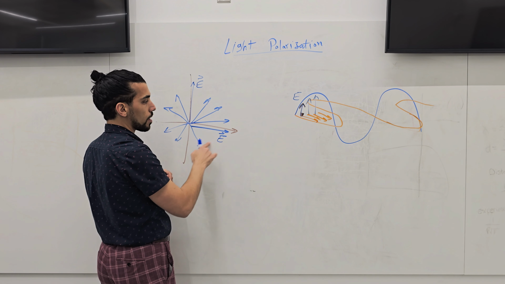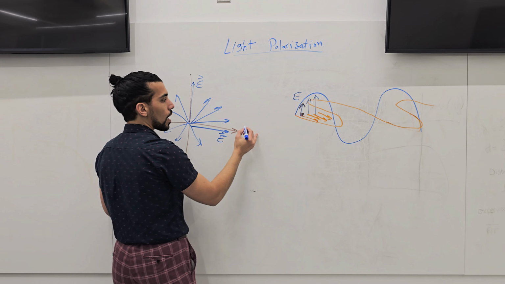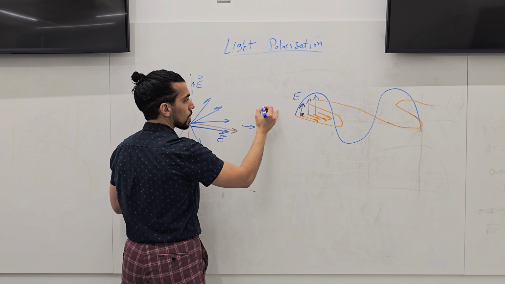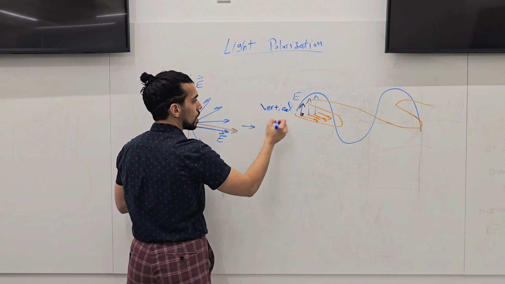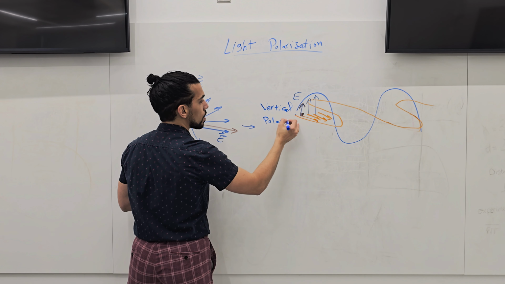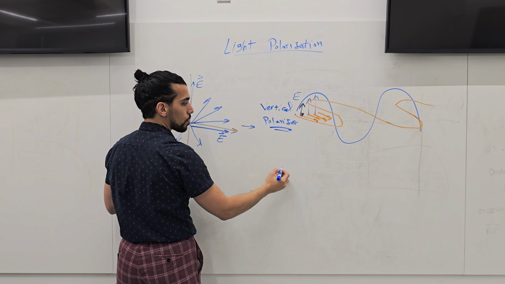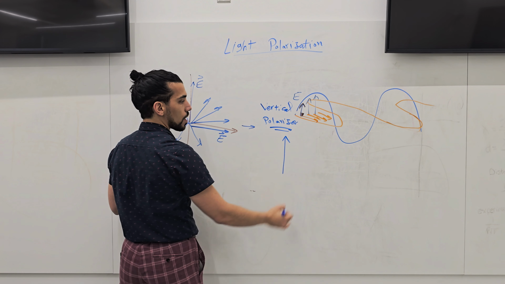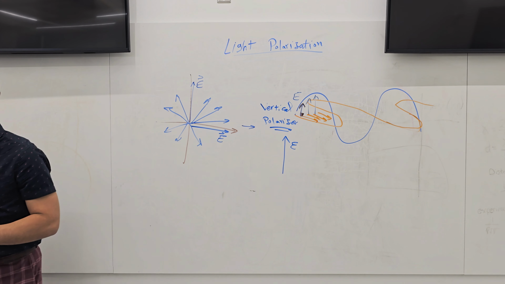So if you have this kind of shape of electric field that's going everywhere, and it goes through a vertical polarizer, in this situation the outcome of the electric field is going to be in this direction only, in the vertical direction. Okay?